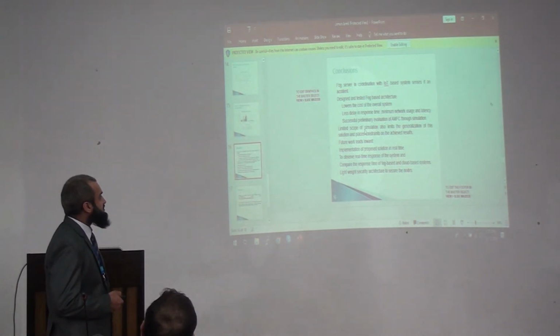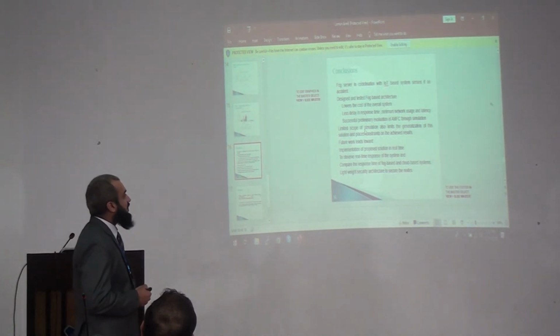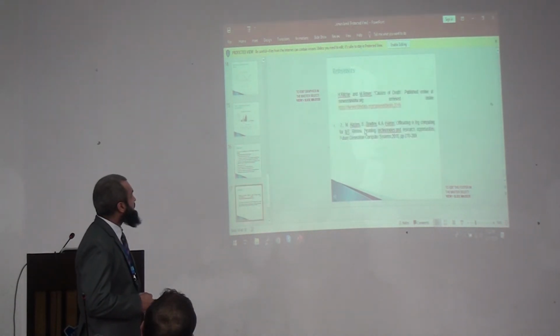And in addition to that, we are just trying to sync all the devices at the fog level. So these are the few references I quoted here.